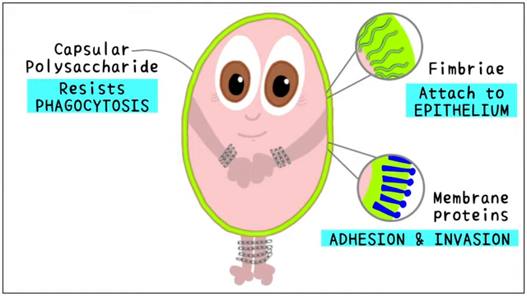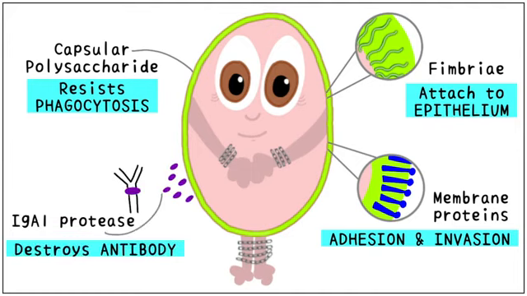The fourth and the last factor is the production of IgA1 protease. Immunoglobulin A plays a crucial role in the immune functions of our mucous membranes. This protease destroys this antibody and makes us more susceptible to infection.